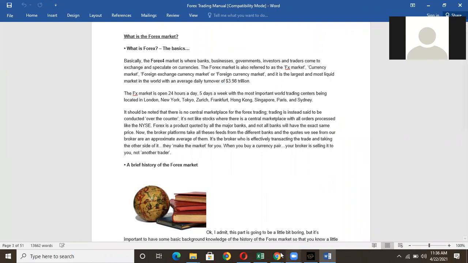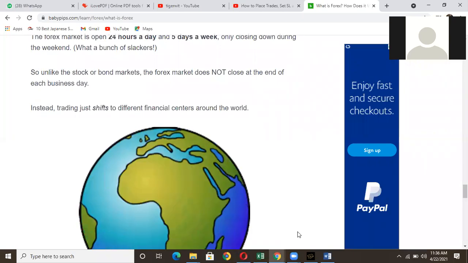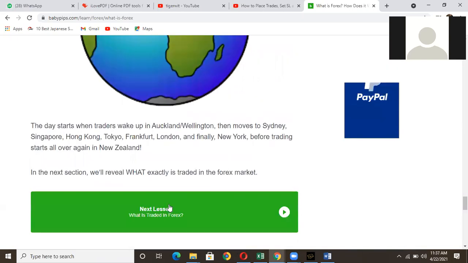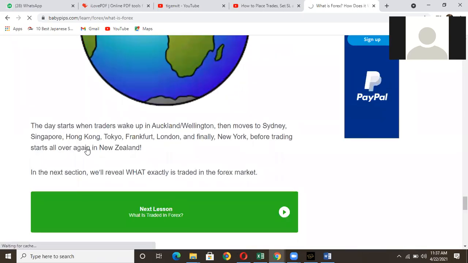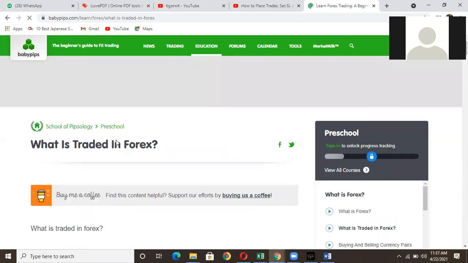So what happens is that trading shifts. If these centers close for trading, it's not that the market closes, it's going to shift from one financial center around the world to the other. You can see we have Singapore, Frankfurt, London, and finally New York. Then all over again, we start again in New Zealand. The market will usually close around Friday with New York. Then we restart again on Monday, probably around midnight Greenwich time.